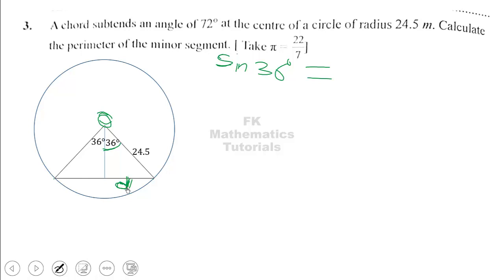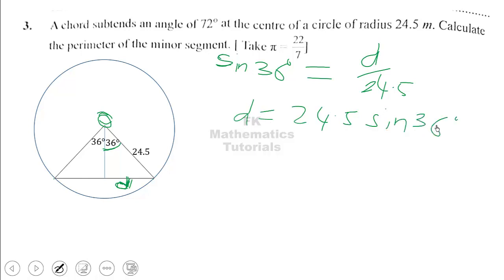So sine 36 will be D over hypotenuse, which is 24.5. So D will be equal to 24.5 sine 36 degrees. Now we need to multiply it by 2 to get a distance up to here.